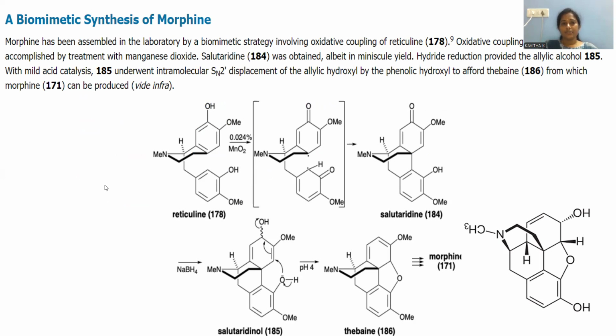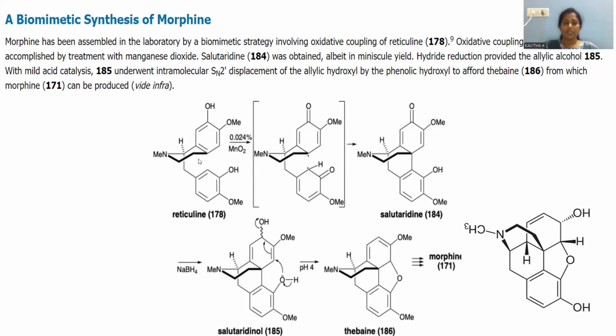Biomimetic synthesis means whatever natural synthetic route there is, we resemble the same manner within the laboratory. The same type of process or strategy will be followed within the laboratory, and that is said to be a biomimetic synthesis of morphine. In order to synthesize that, reticulin was taken.